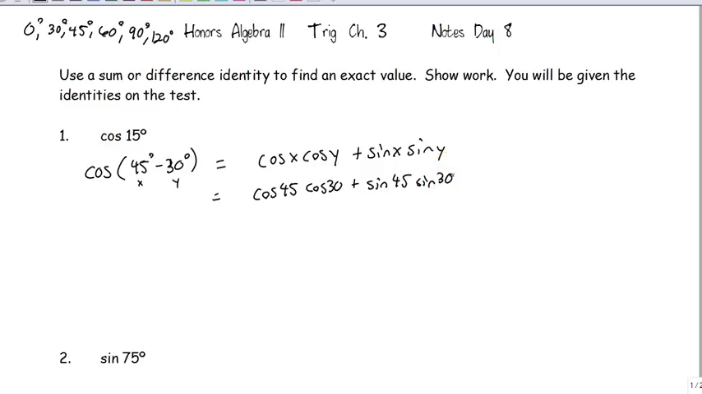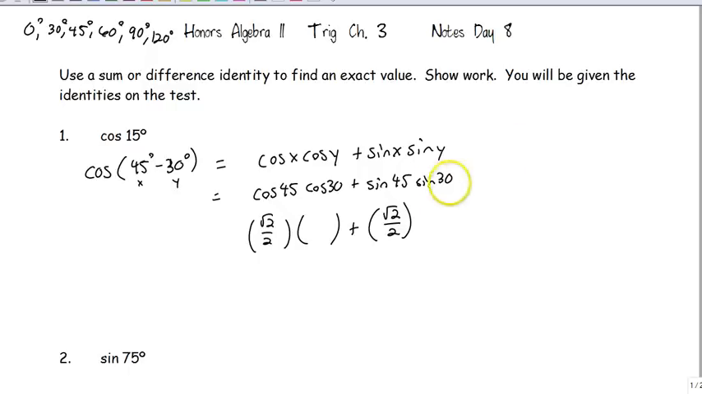Now, this is where you have to remember your values. First off, 45 degrees, we're in quadrant 1, and we get root 2 over 2 for both of them. We should know that sine and cosine at 45 are both root 2 over 2. Hopefully you're familiar with that. The other two are 1/2 and root 3 over 2.